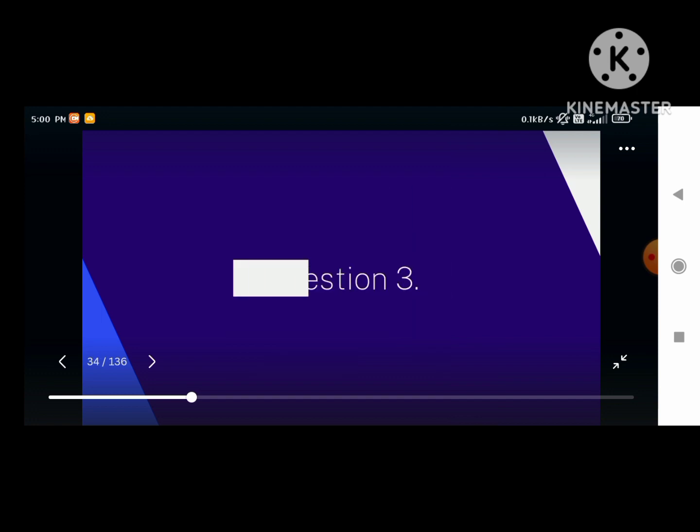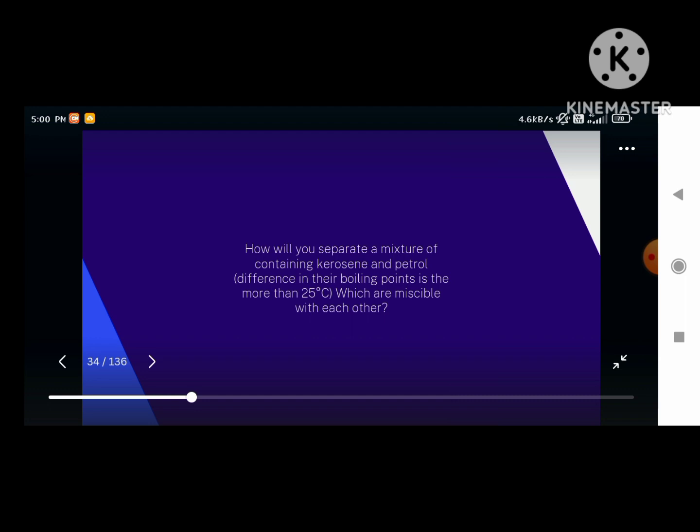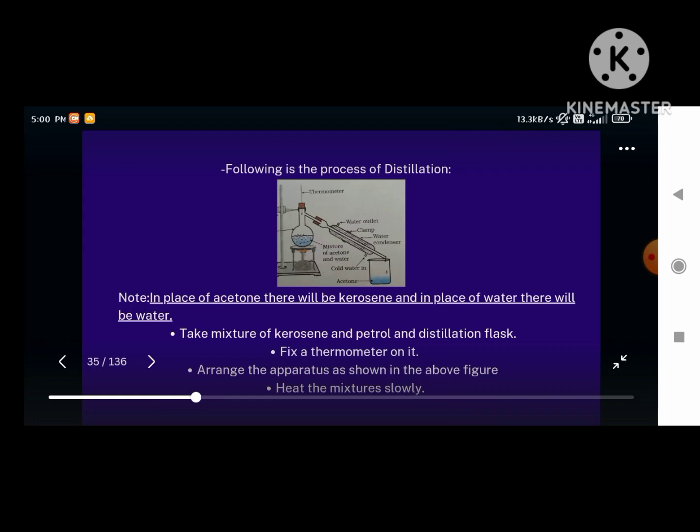Question number 3. How will you separate a mixture containing kerosene and petrol? The difference in their boiling points is more than 25 degrees Celsius, and they are miscible with each other. Following is the process of distillation. Note, in place of acetone there will be kerosene and in place of water there will be petrol. Here there is a printing mistake. There will be petrol in place of water.